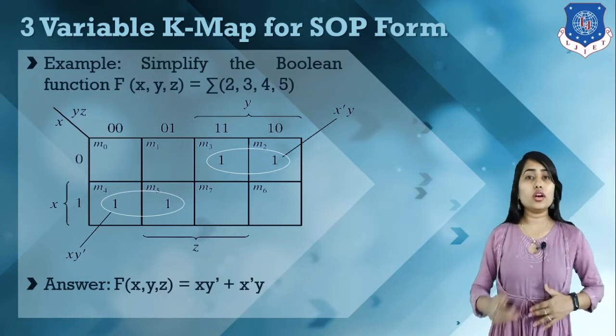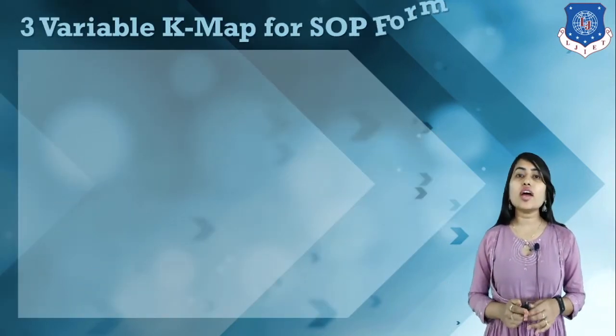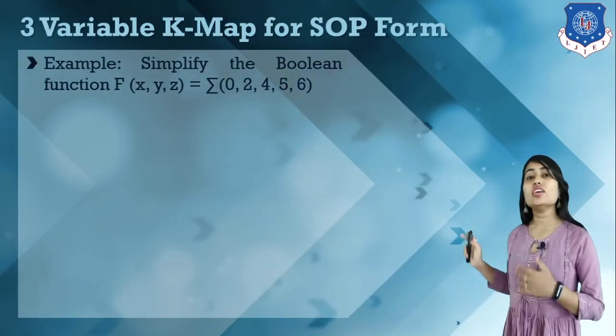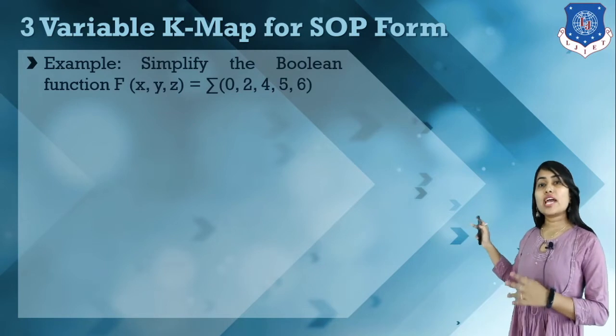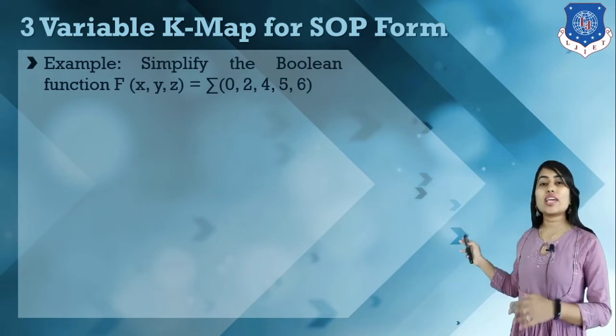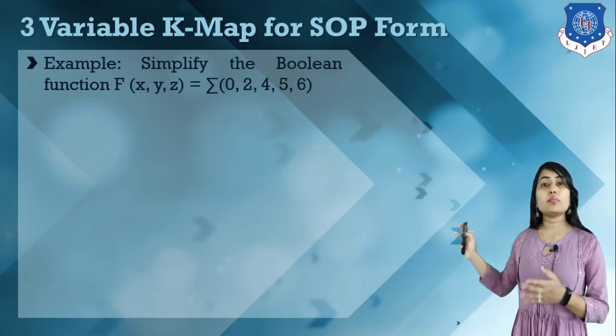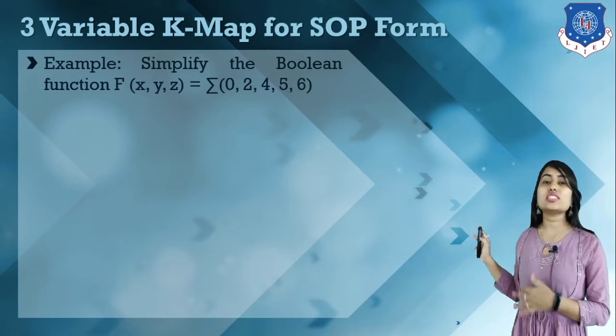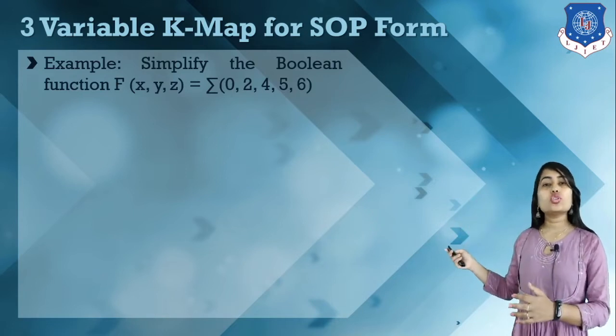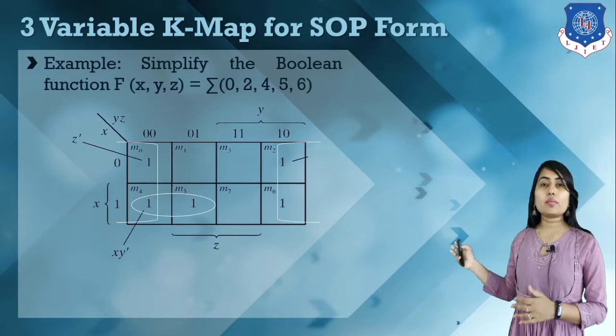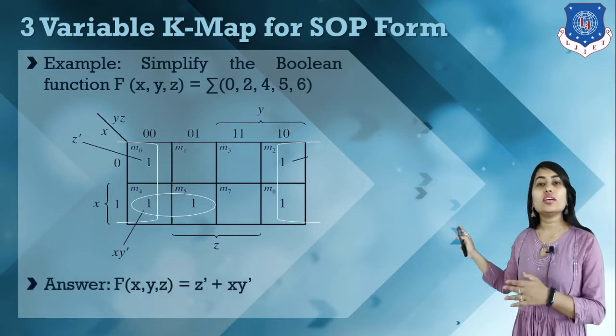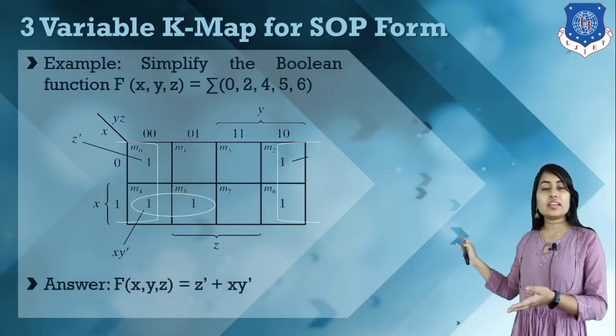Let's take another example. Here we have one example: simplify the logical function for 0, 2, 4, 5, 6. So again, make a K-map, mark a 1 at these positions, then make a group. Okay, so here we make a K-map, and mark 1 over here, and let's identify the pattern.